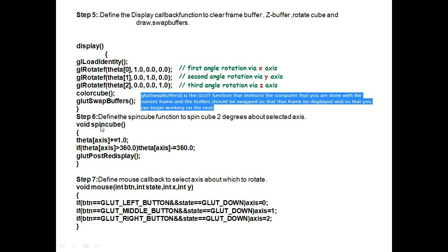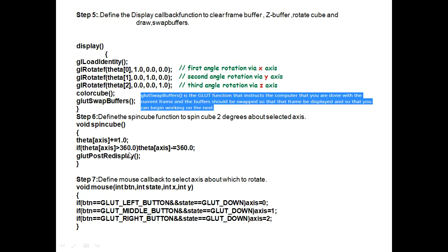You can observe spin cube is the function. It spins the color cube on its own axis. You can observe theta of axis plus equals 1.0. Theta is already an array, and it initially contains 0.0. In the same way, this theta is changed on every loop: theta of axis plus equals 1.0. Every time, the color cube is spun with one angle change. So your theta of axis will move till 360.